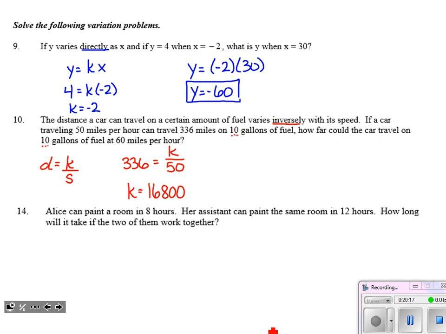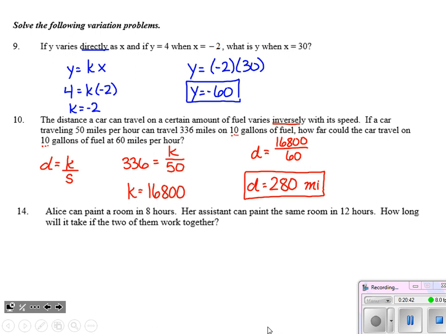Now let's actually answer the question. How far, trying to find the distance, could the car travel? Well, we know that the constant of variation is 16,800 if it's going 60 miles per hour. So now the speed, the input, is 60. And a quick trot through the calculator, we type that in, we find 280 miles to be the answer.